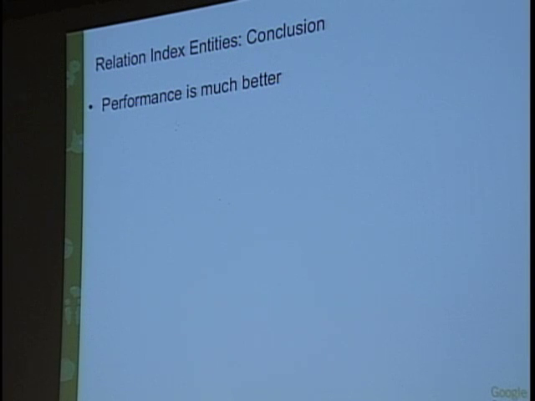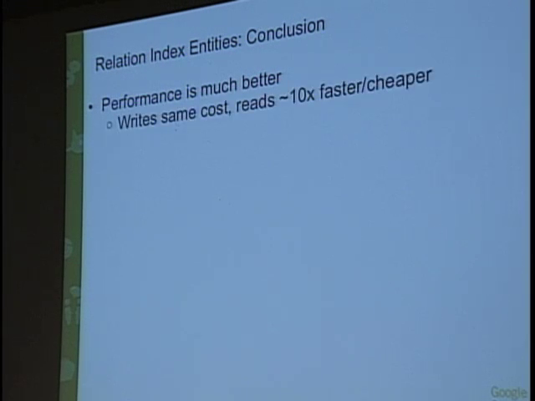So relation index entities, we can conclude that performance is much better than what we had before. Writes cost about the same because we're storing about the same amount of data and the same number of indexes, but reads can be up to 10 times faster, simply by splitting our message into a message and a message index.